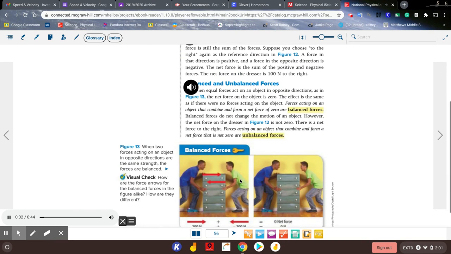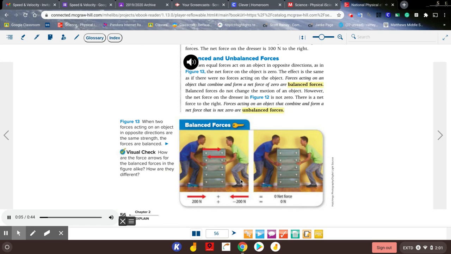Balanced and unbalanced forces. When equal forces act on an object in opposite directions, as in Figure 13, the net force on the object is zero. The effect is the same as if there were no forces acting on the object. Forces acting on an object that combine and form a net force of zero are balanced forces. Balanced forces do not change the motion of an object.